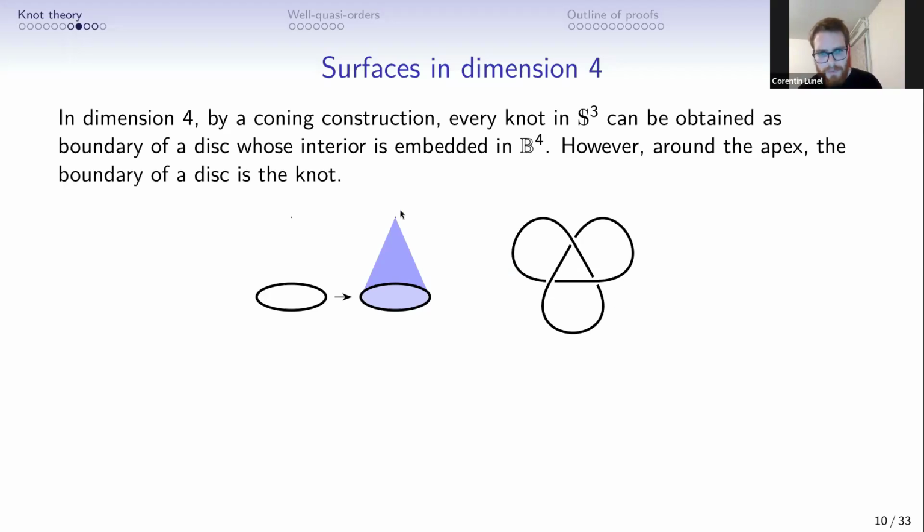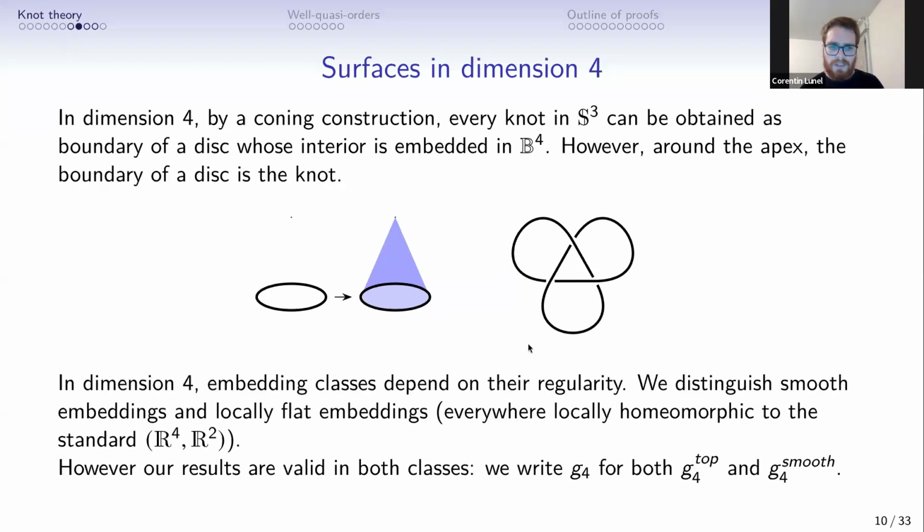However, around this point here, which is called the apex, if you take a disk around this point and look at the boundary of this disk, it will be the same as the initial knot, because the knot only tapers to this point. And so what I'm telling you is that there is no way that around this point you find a homeomorphism between the disk and the standard R2 put into B4.